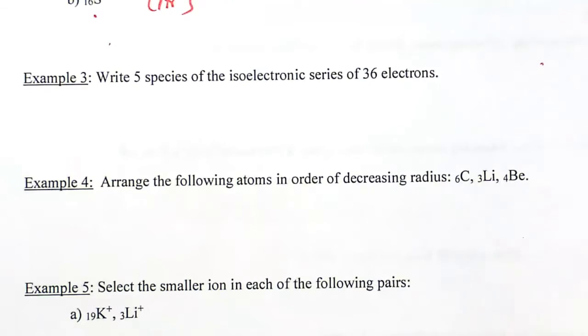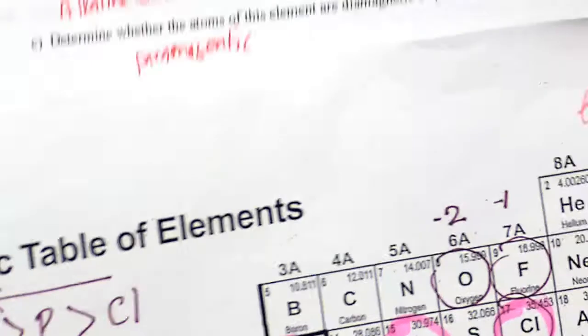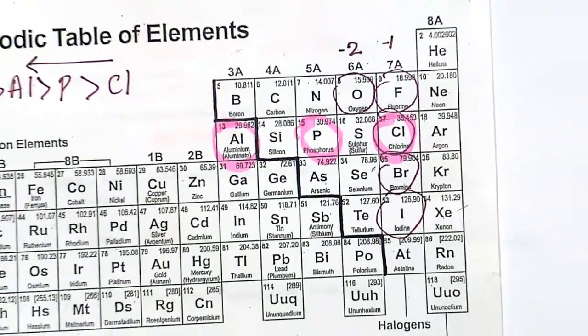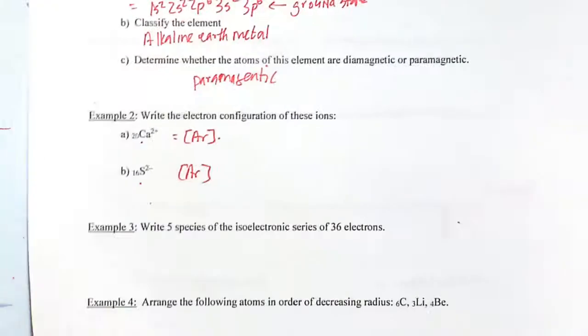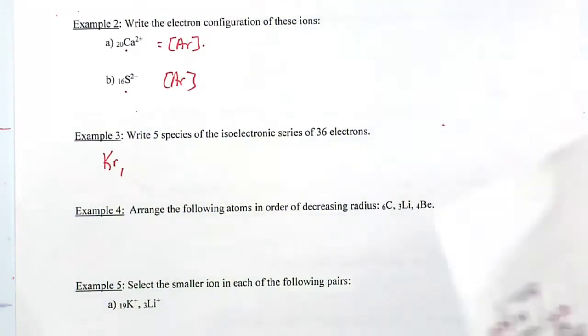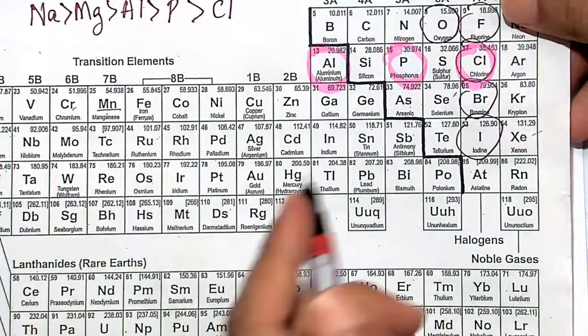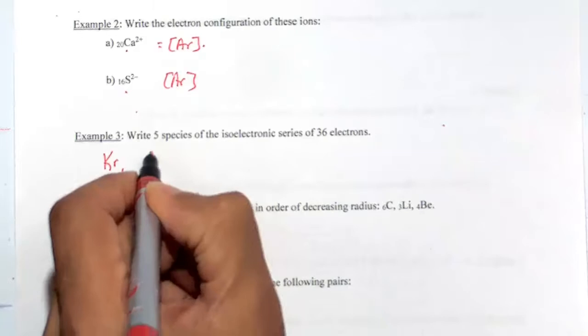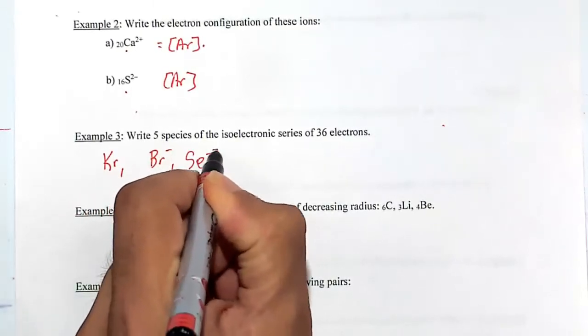Next question here in this series from your textbook. Write 5 species that are isoelectronic, with the same electron configuration. That is 36 electrons. So first let's see what exactly has 36 electrons. 36 electrons is going to be krypton. So we have several species here that can have the same electron configuration as krypton. Just off the top, looking at our sheet here, one would be Br minus, Se minus 2.